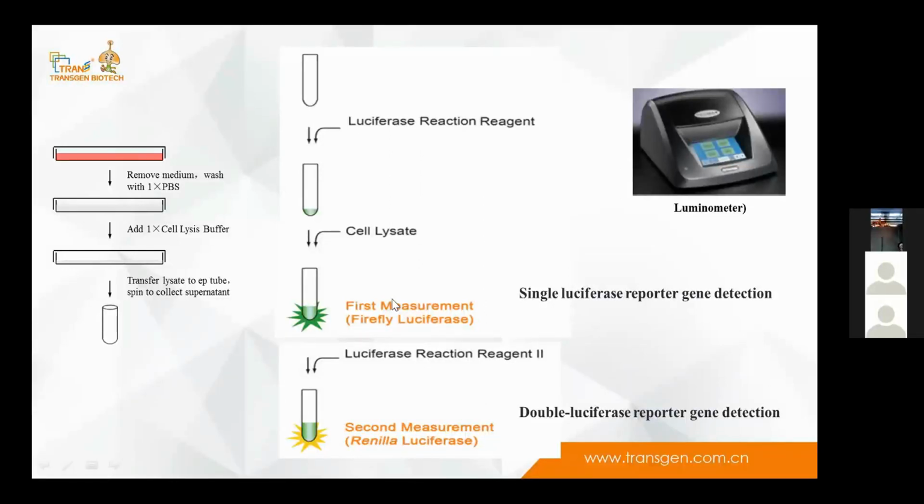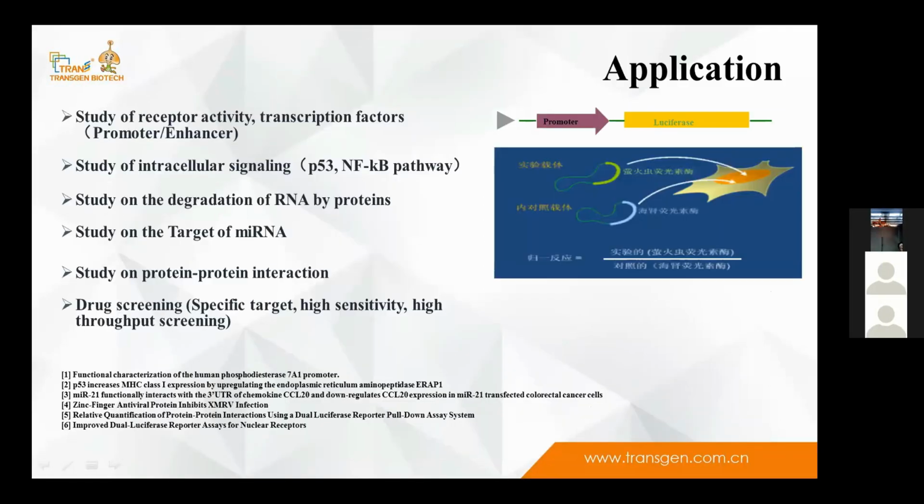The application of the luciferase assay has a very wide range. To study receptor activity, transcription factors, promoters, and enhancers can be used. For studies of intracellular signals, such as p53 signals and NF-kappa B pathways, we can use the luciferase assay. And also, we can study the degradation of RNA by proteins or the targets of microRNA. And also, we can study protein-protein interaction. And also, we can use it for drug screening.